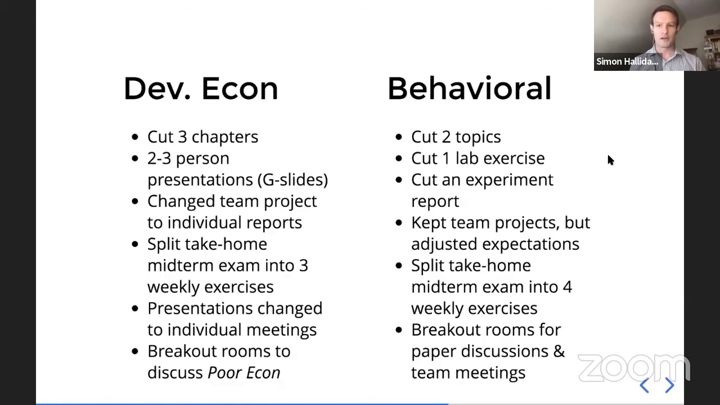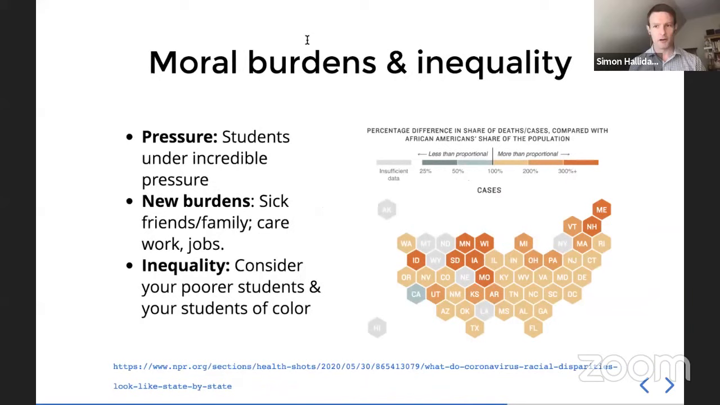But something that I would like to highlight for you all is the following problem. I think there is a moral burden on us as instructors during this time. Our students are under incredible pressure, and they also have new burdens. I had students with sick friends and sick family. They had to engage in care work they weren't asked to do previously. They had to have jobs that they didn't have previously. I had that happen to a variety of students who went home. And there is dramatic inequality in how these burdens are shared among our students. Our poor students and our students of color are much more likely to have to bear these burdens than wealthier and typically white students. So just something for you to think about when you're doing this.